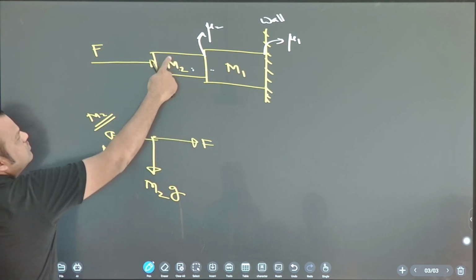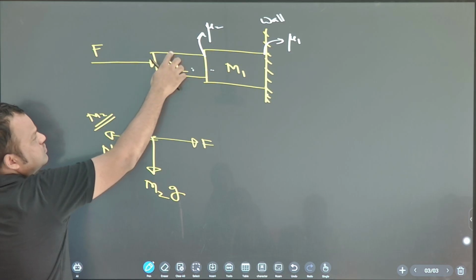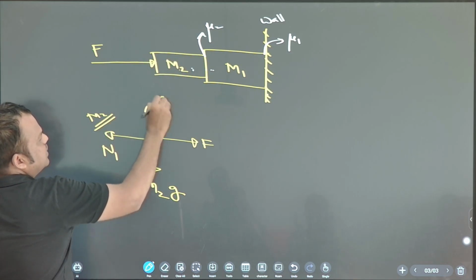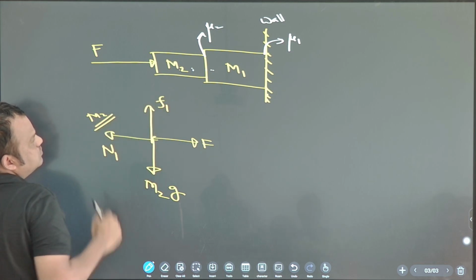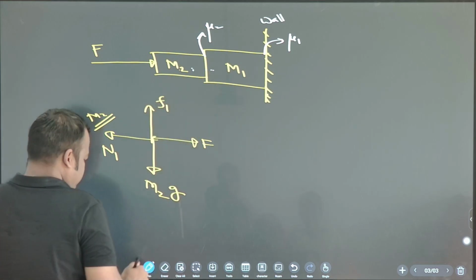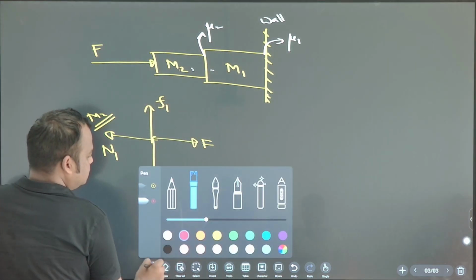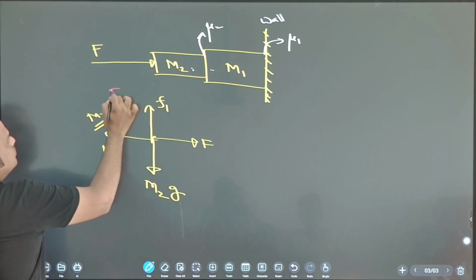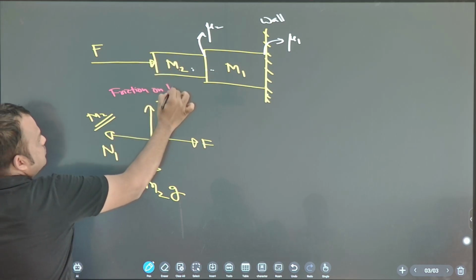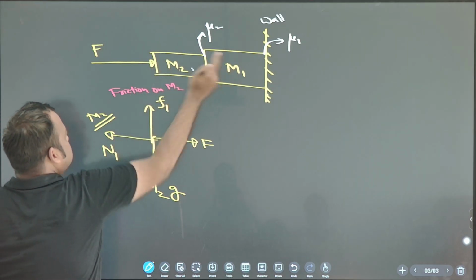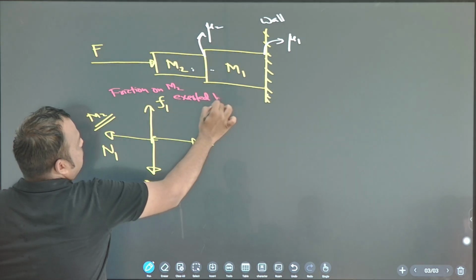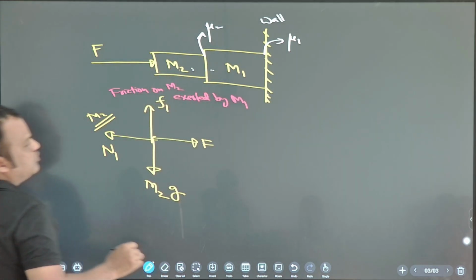Okay, tell me. Mg is acting downward, so friction is acting where? Upward. Very good. So let's call it F1, small f. Who is exerting this? M1. Very good. So this is friction on M2 exerted by M1. Okay, clear?